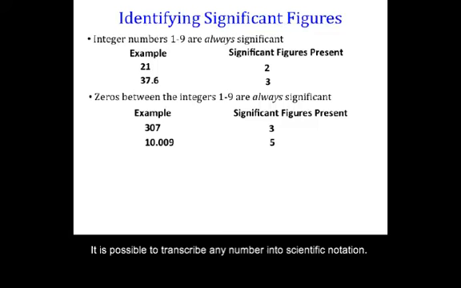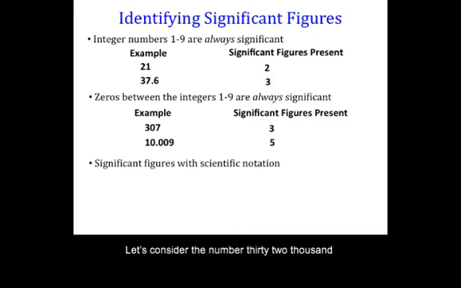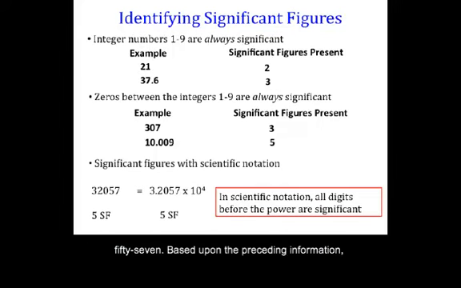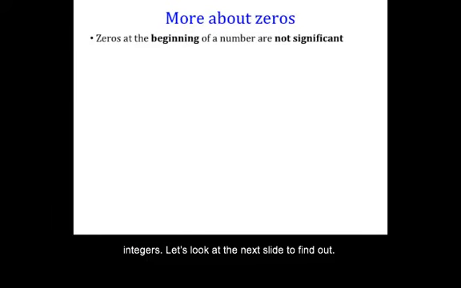It is possible to transcribe any number into scientific notation. Let's consider the number 32,057. Based upon the preceding information, this number contains five significant figures, and when written into scientific notation, it is 3.2057 times 10 to the fourth. The numbers preceding the power of 10 in scientific notation are always significant. Thus far, we've only considered numbers made of integers 1 through 9 and numbers where zeros are between these integers. What happens if we have zeros preceding or coming after integers? Let's look at the next slide to find out.